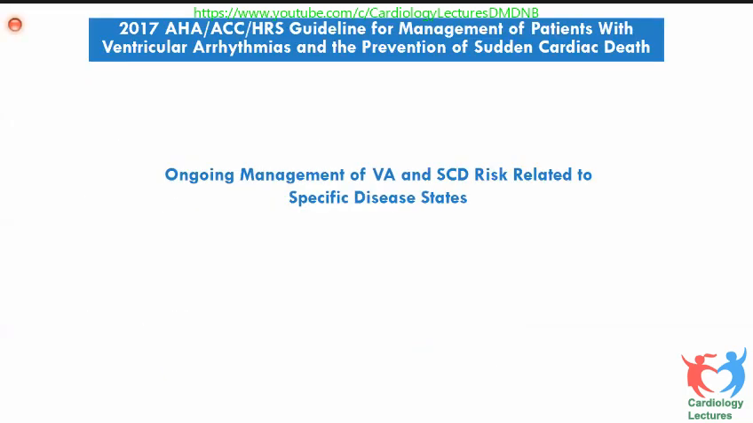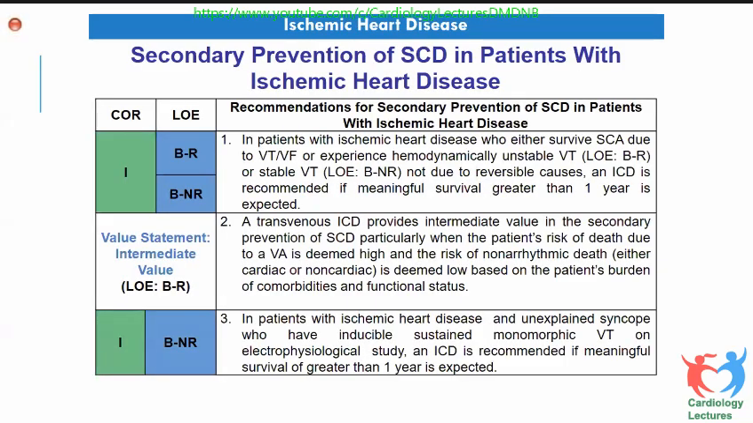And I'm going to pick up just the two main groups of patients we consider at high risk of sudden cardiac death. This guideline actually spent a lot of pages and content on these specific disease states. The first of all is ischemic heart disease. Here are listed the secondary prevention of sudden cardiac death in patients with ischemic heart disease. It's all pretty well written out, I will not go into details, either survival of sudden cardiac death or hemodynamically unstable VT.